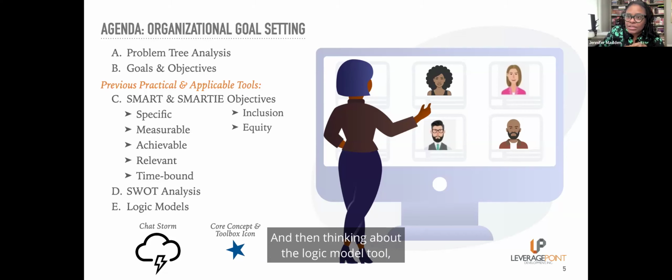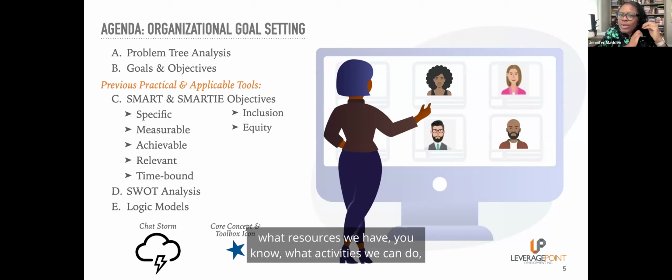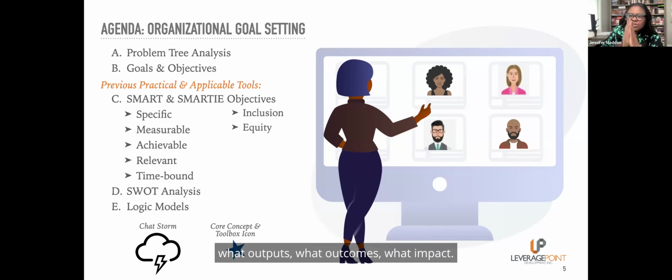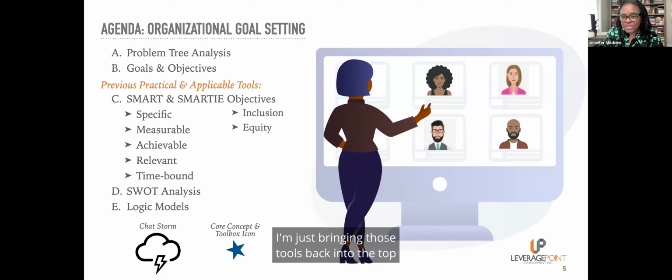And then thinking about the logic model tool, how that can help us in our journey of understanding what resources we have, what activities we can do, what outputs, what outcomes, what impact. Now, you have already had some exposure to SMART goals, SMARTY goals. You've had some exposure to SWOT analysis. You've already had some exposure to logic models. I'm just bringing those tools back into the top of your toolbox so you can see how they can be helpful for you as you're building and setting your goals.